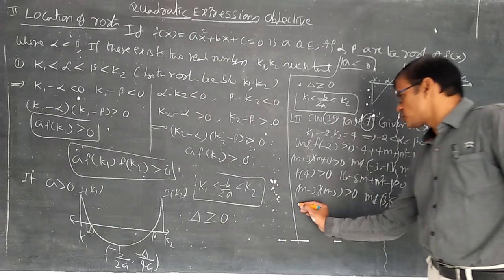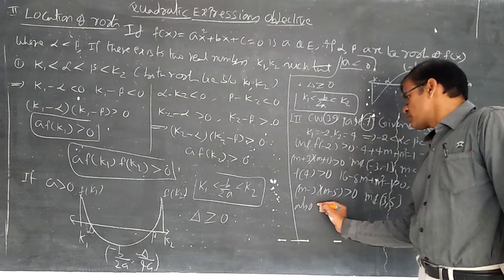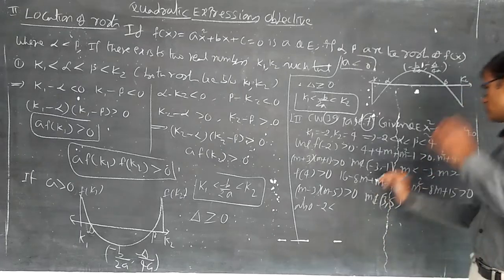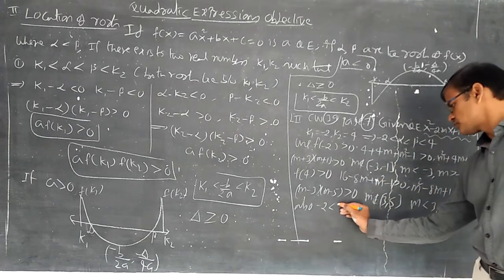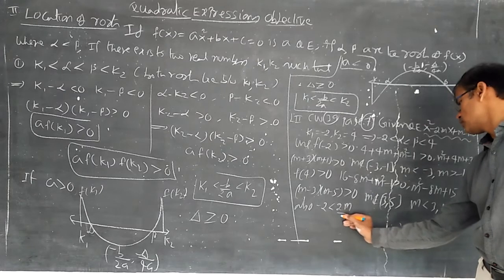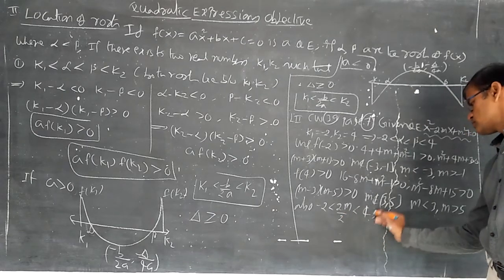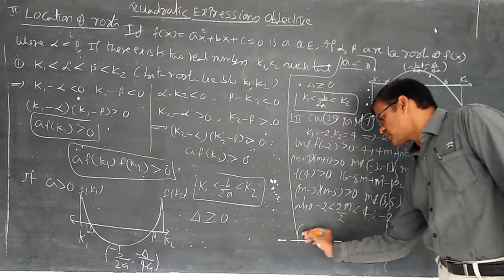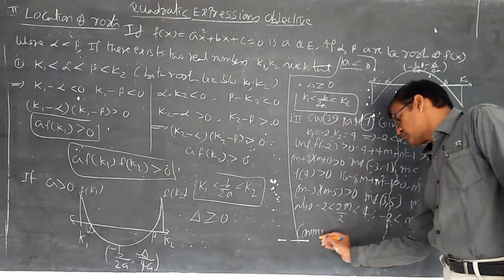Next, also the condition minus 2 less than minus b by 2a. What is minus b by 2a here? 2m by 2, less than 4. So minus 2 less than m less than 4. Depending upon all the conditions, you can write the common domain.